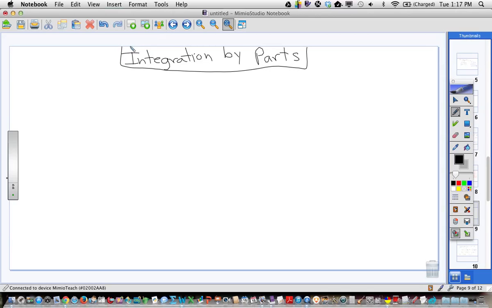Integration by parts. Not really sure why it's called that, or where the name came from. That's what we're going to call it. All right, and so I'm going to write down that little formula I just had there, which was this. Integral of u dv is equal to uv minus the integral of v du. You've got to pretty much have that memorized. Integral of u dv is equal to uv minus the integral of v du.